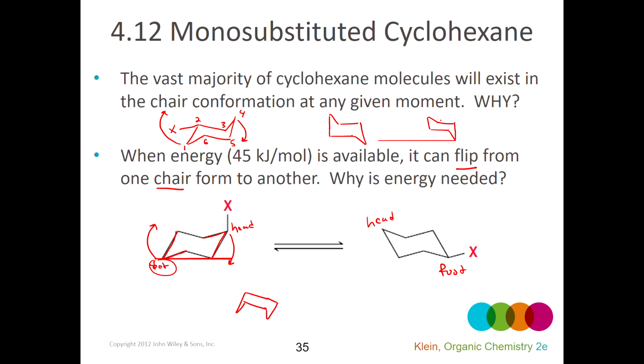carbon 1 has moved up and now it has become the head. 2 and 3 don't really move much. 4 was the head, it now comes down to become the foot of the chair. 5 and 6 don't move much. So my group was on carbon 2, it was pointing down and at an angle. If I do this flip, it will be coming straight down. Didn't draw that very straight. So the equatorial group becomes the axial group.